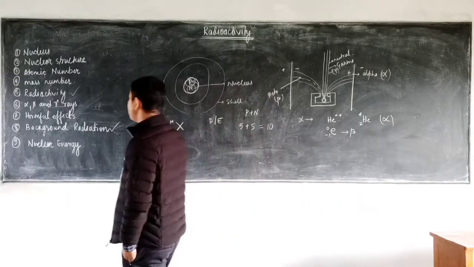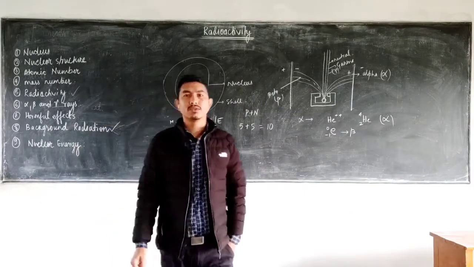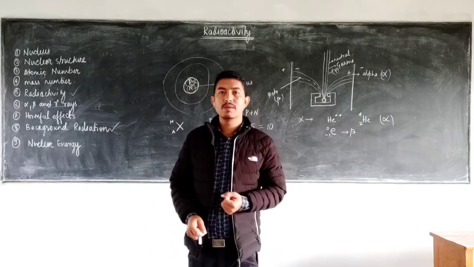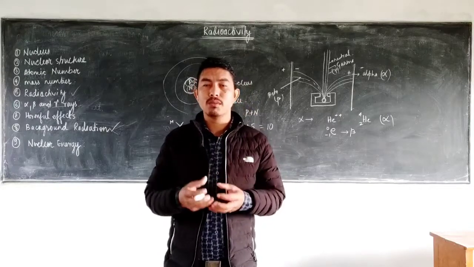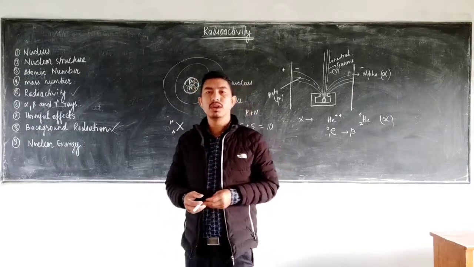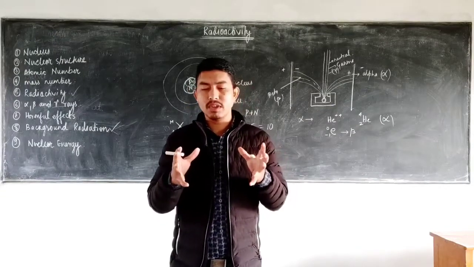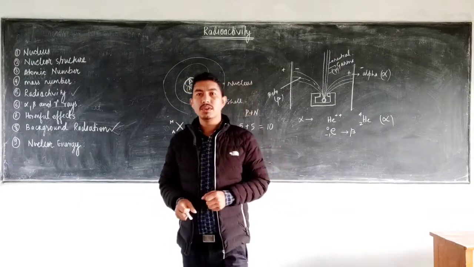Now, coming to the last topic, nuclear energy. We have studied nuclear energy in class 9 as well. Nuclear energy can be generated by two processes, namely the combination of two light nuclei to form a heavy nucleus, which is known as a nuclear fusion reaction, and the reverse of that, the splitting of a heavy nucleus into two light nuclei, which is known as a nuclear fission reaction.